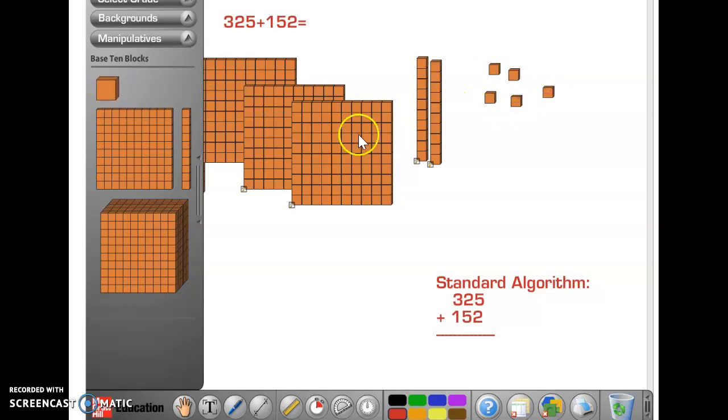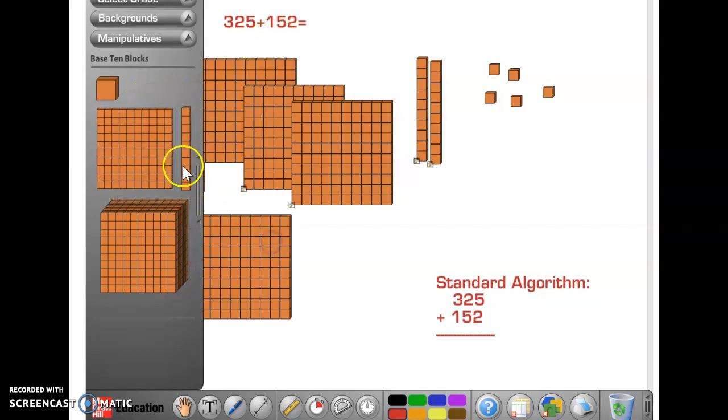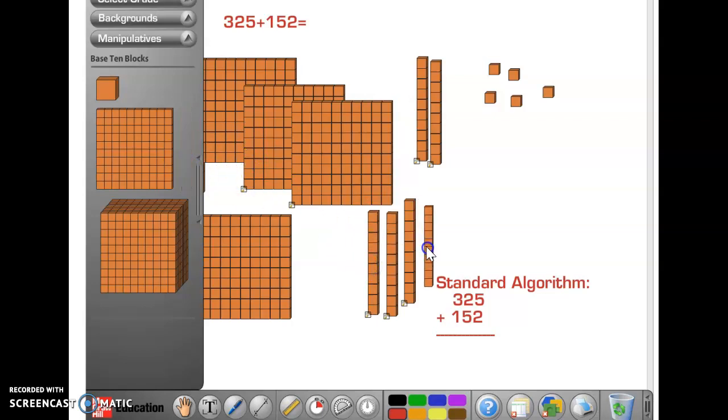Okay, so now I have 325. Next, I'm going to build the next number, 100, 5 tens for 50, and 2 ones.